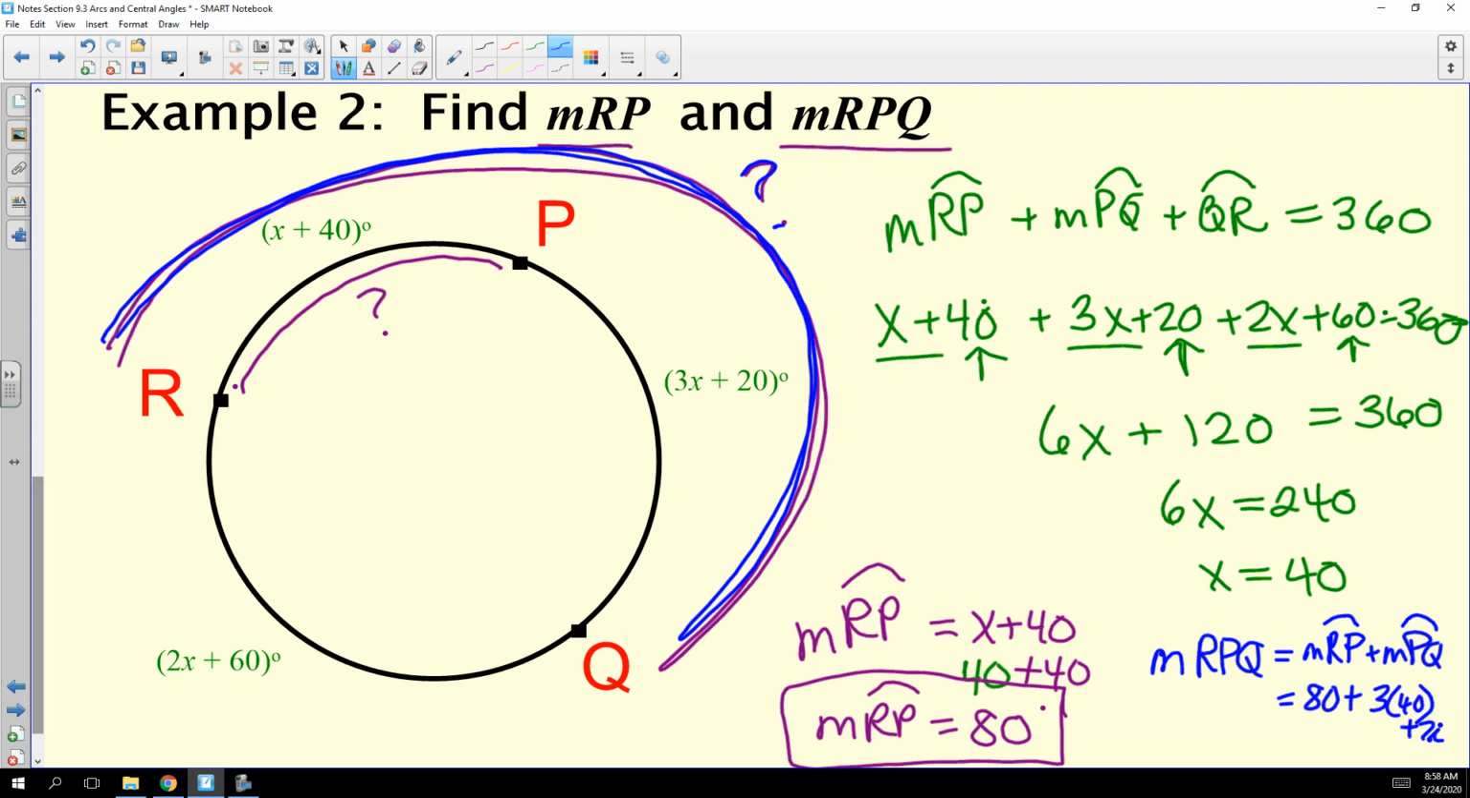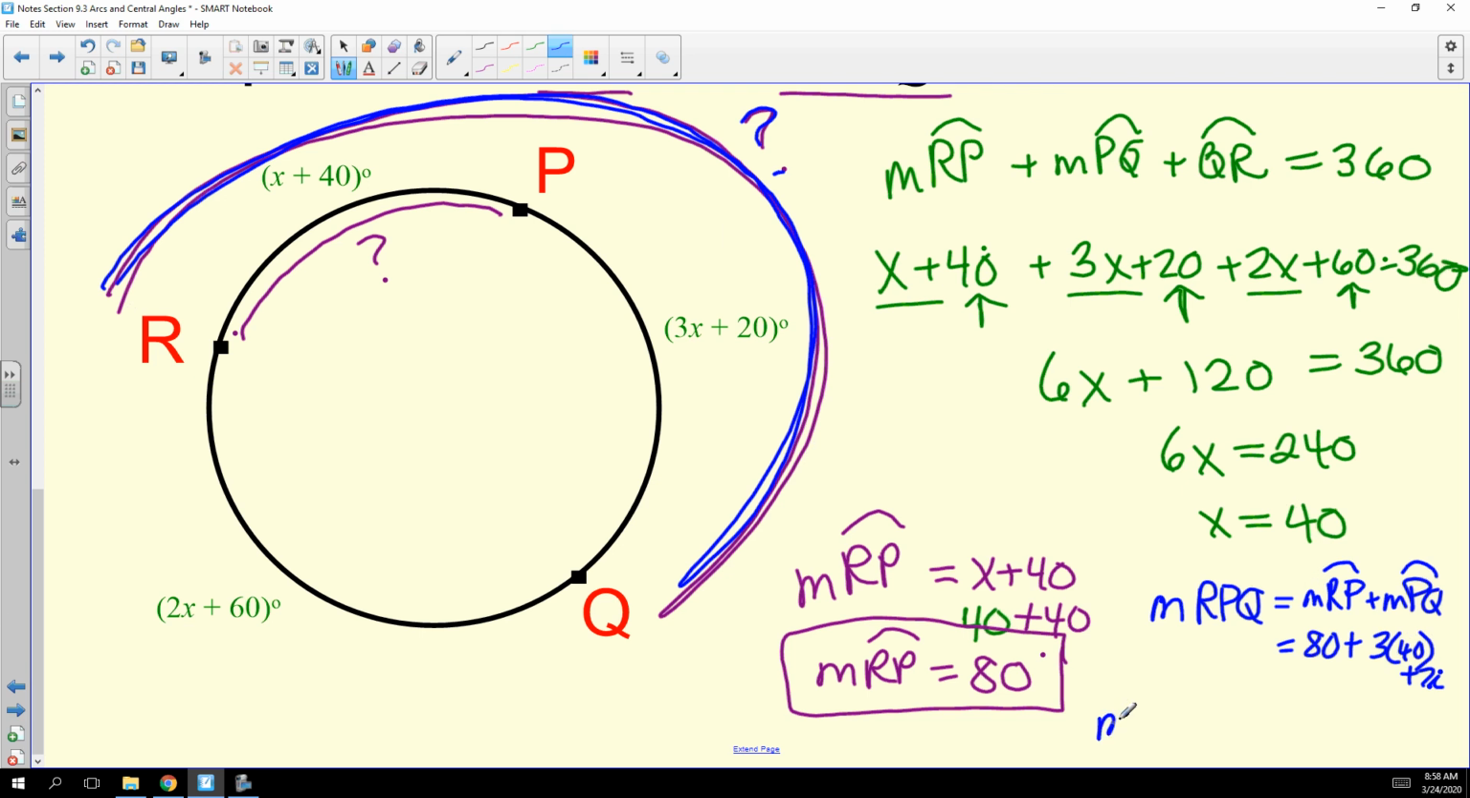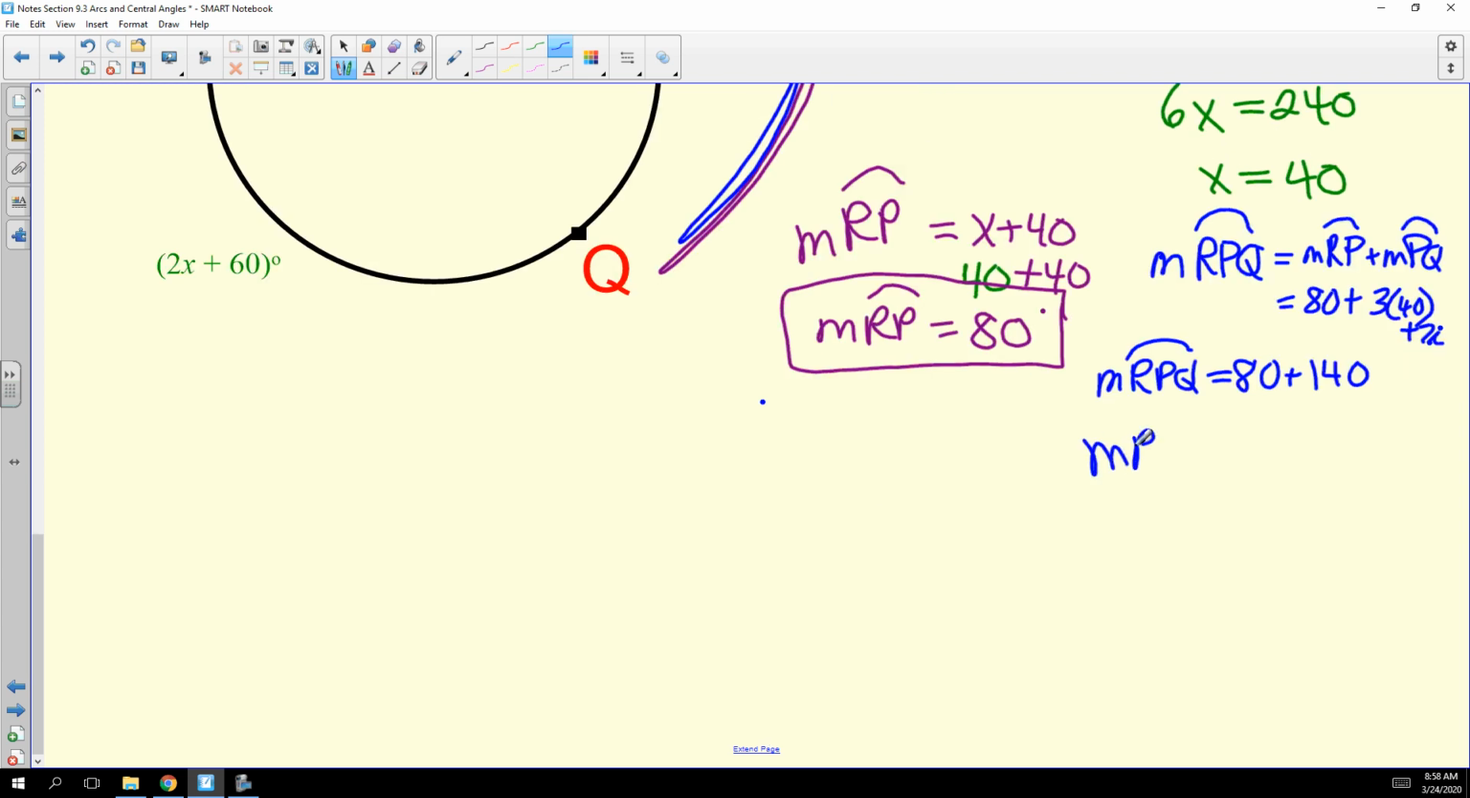I'm kind of running out of space here. So this is the measure of arc RPQ is equal to 80 plus 3 times 40 plus 20, which is 120 plus 20, which is 140, right? And so the measure of arc RPQ is equal to 220 degrees. And then you're done. And that's it.